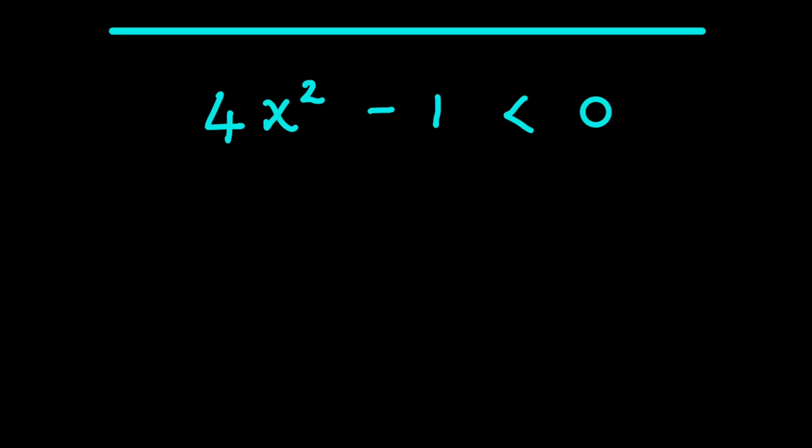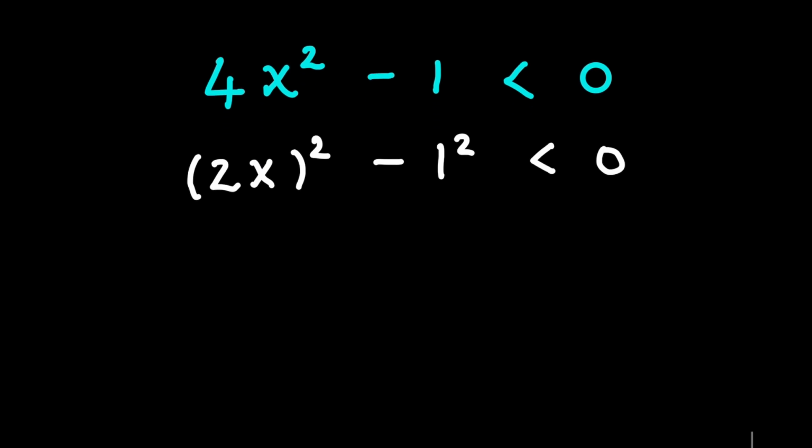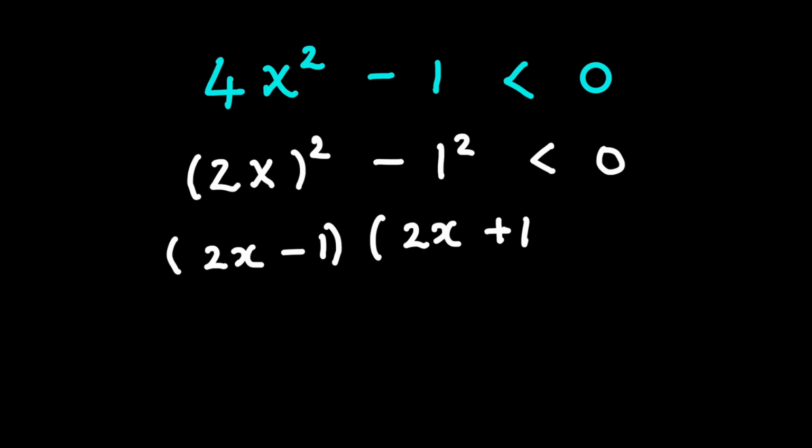In this video, we're going to be solving a quadratic inequality: 4x squared minus 1 is less than 0. Would you believe me if I told you that this is a difference of two squares, in the sense that it's going to be (2x) all squared minus 1 squared, less than 0? So it's going to take the form (2x minus 1) times (2x plus 1).